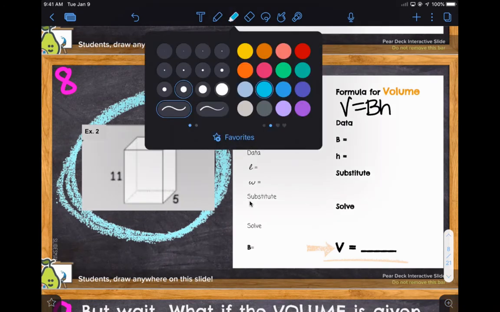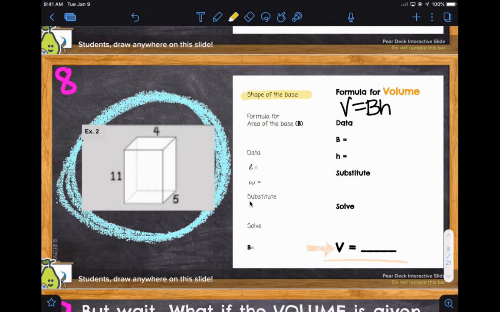We need the shape of the base. Here, the shape of the base is a rectangle, right? We can draw a rectangle. The formula to find the area of a rectangle is just length times width.